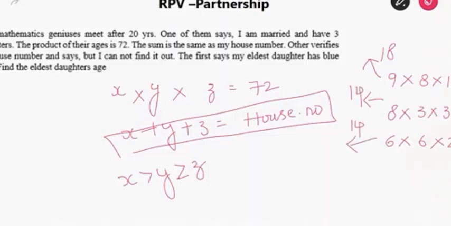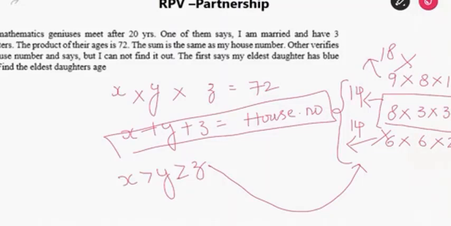Now we can rule out this option because the house number is the same in these two possibilities, and again you have to check this condition, eldest daughter. By this condition you can eliminate this option. Now the only option left here is 8 into 3 into 3.